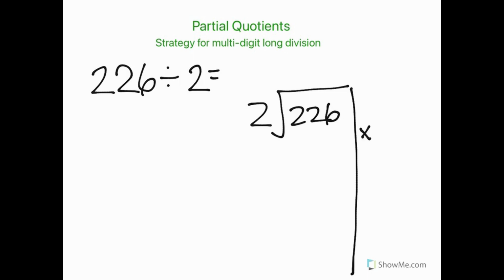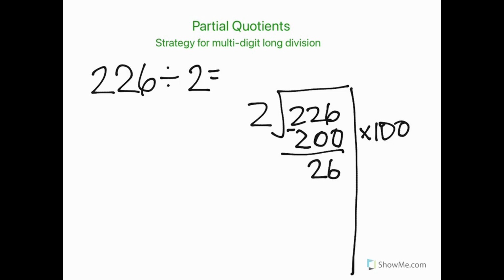We're going to write 2 times 100 equals 200. We know that 2 can go into 226 100 times. We're going to subtract that, which gives us 26.